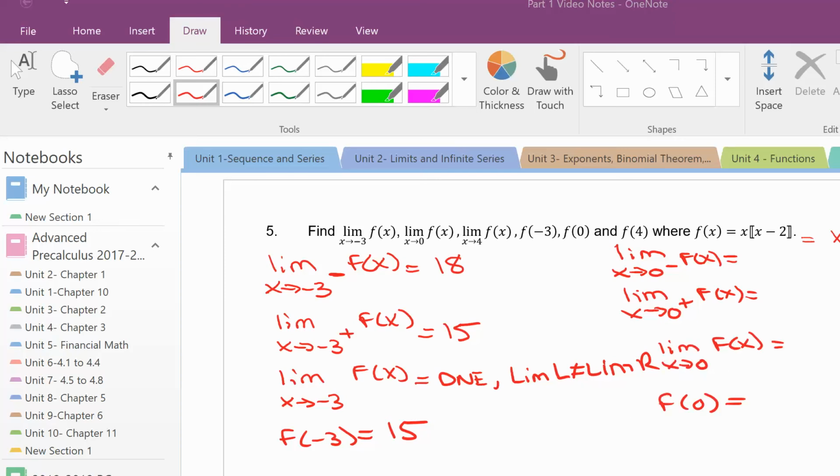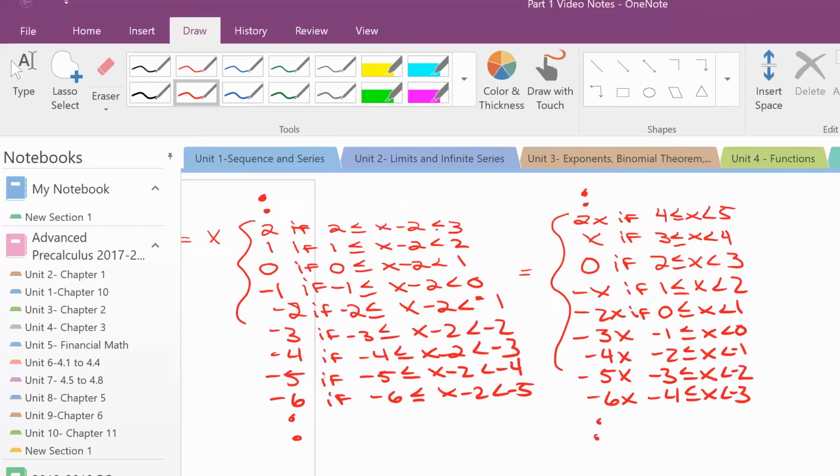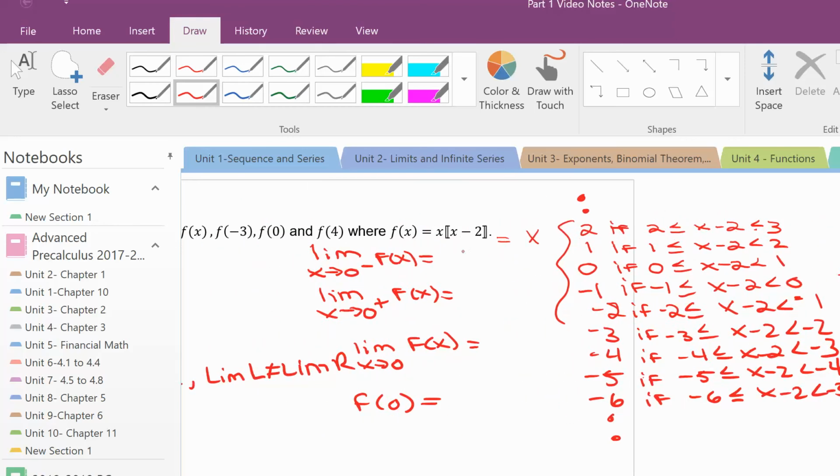So I just wrote those out. So now looking at 0, to the left of 0 is negative 3 times 0, which is 0. To the right, between 0 and 1, is still 0. So therefore, the limit as x approaches 0 is 0, and f of 0 is 0.